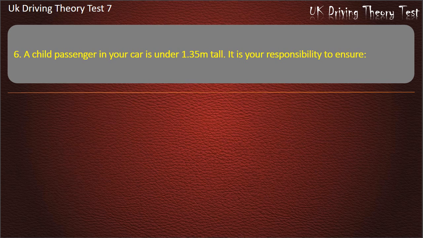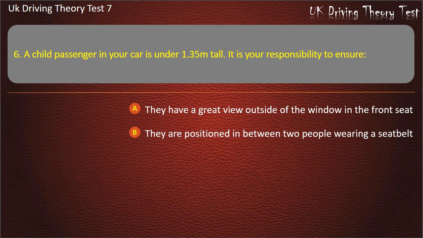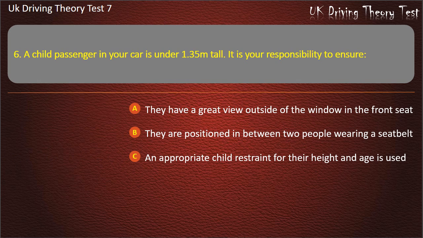Question 6. A child passenger in your car is under 1.35 meters tall. It is your responsibility to ensure they have a great view outside of the window in the front seat. They are positioned in between 2 people wearing a seatbelt. An appropriate child restraint for their height and age is used. They are capable of fastening their seatbelt. Answer. An appropriate child restraint for their height and age is used.